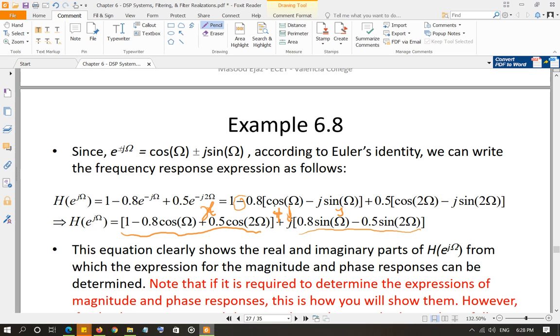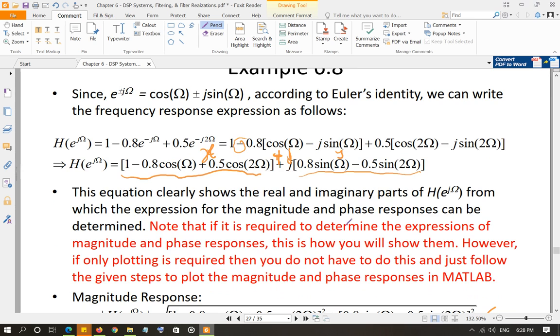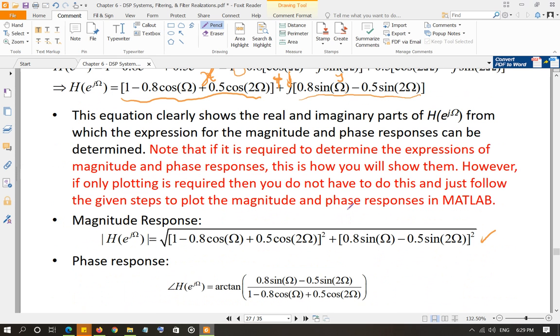So I put, let's see, oh, this negative is outside, so it becomes positive, negative, negative, positive. That's why I put a positive. So it's going to be positive 0.8 sine ω. So j is outside the bracket. So positive 0.8 sine ω and negative 0.5 sine 2ω right here. So you have x plus jy.